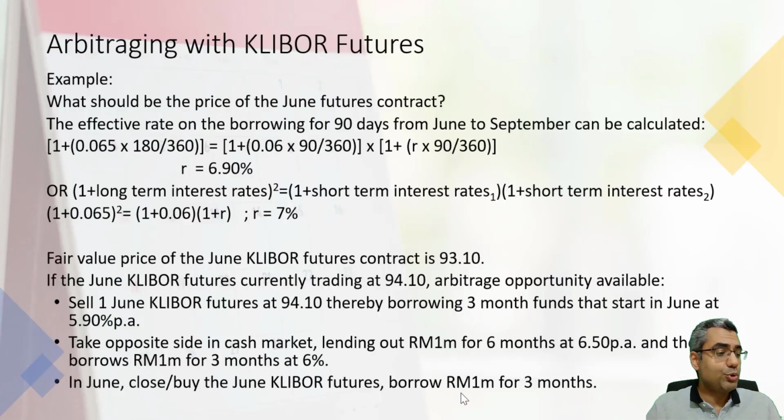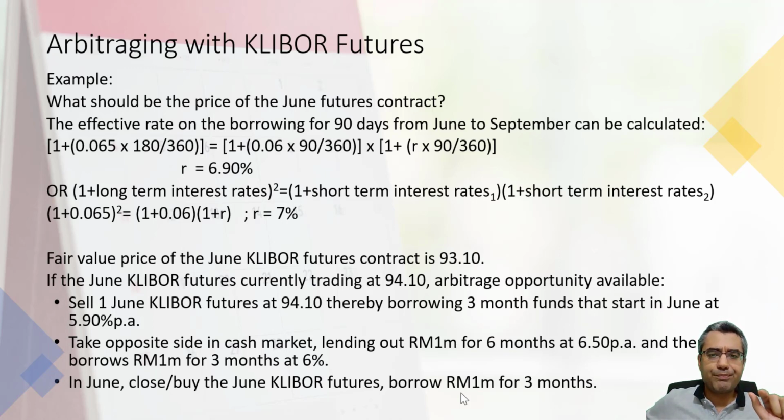Now let me show you how to use KLIBOR futures for arbitrage strategy. So to implement arbitrage, you need to find mispricing. If there is any mispricing, then you can implement arbitrage strategy. But the first step for identifying any mispricing, you need to estimate the fair value of the instruments, fair value of KLIBOR futures.